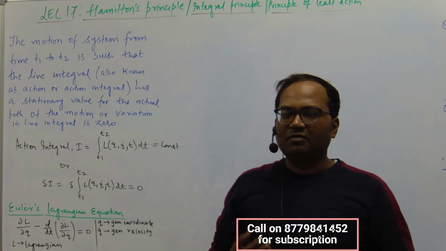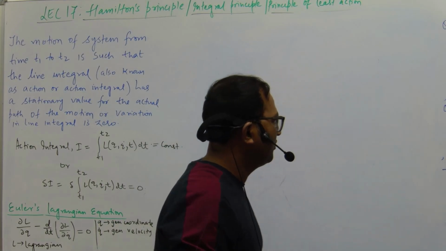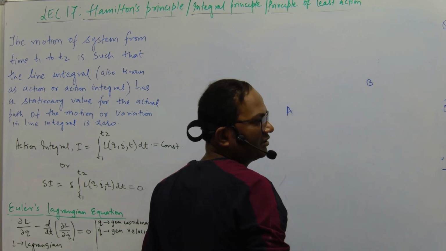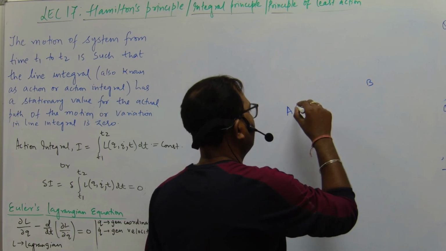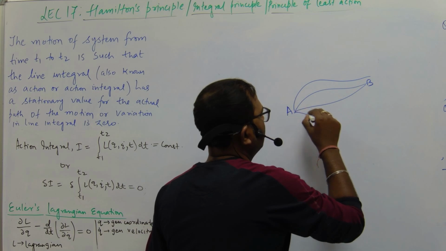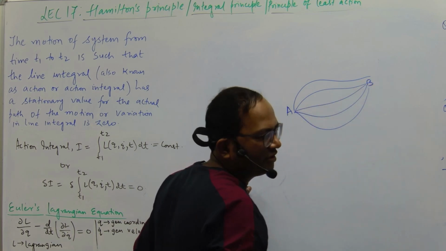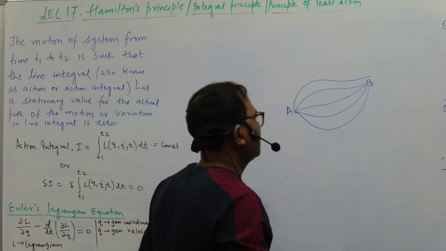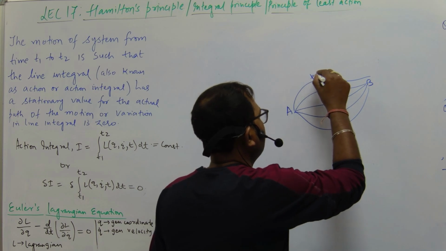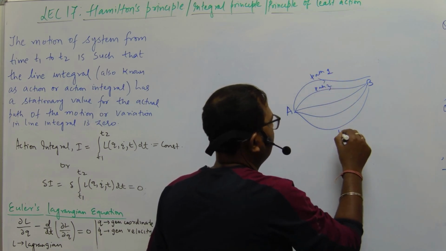The Hamiltonian principle is based on the concept that whenever a particle moves from point A to point B, it follows that path on which the efforts are minimum. So let us take n number of paths for traveling from point A to point B. As per Hamiltonian principle, it is the tendency of the particle to choose that path on which the efforts are minimum. So let us take this as path 1, path 2, this as path n.